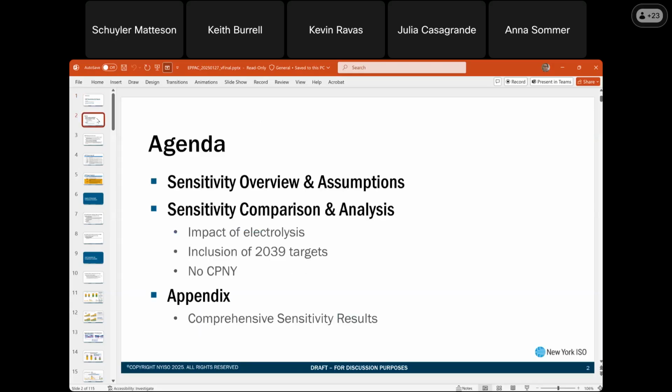Very similar to our last EPPAC meeting, I will be going over the sensitivity overview and assumptions, and then get into the comparison and analysis of our three sensitivities for today. And then just for reference, there's additional appendix material available with additional sensitivity results for you to review.